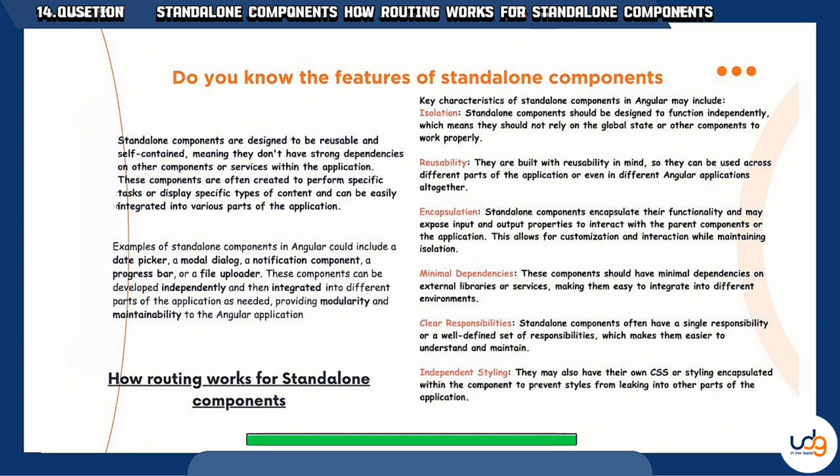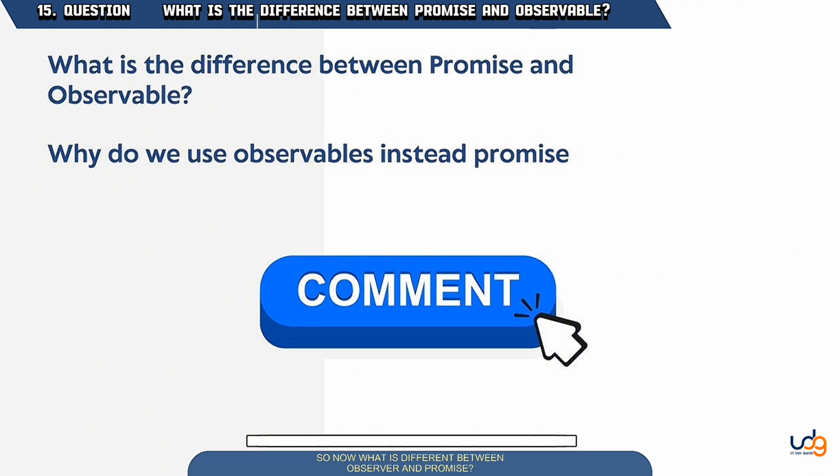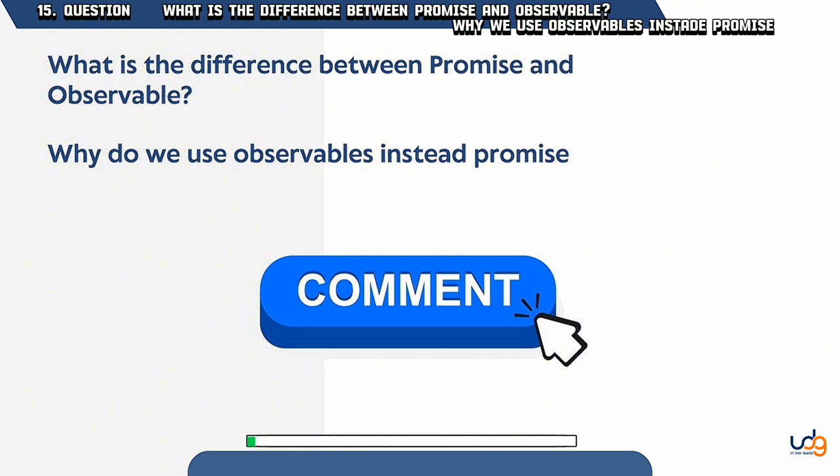Okay. So what is the difference between observable and promise? Observable and promises act the same, both will execute asynchronously. Observable takes an observer and next, and by using next we can emit the data.